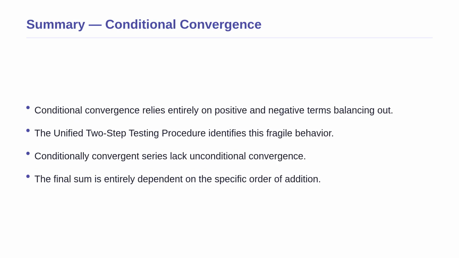Let us summarize our key takeaways. Conditional convergence occurs when a series sums to a finite number solely because its positive and negative terms balance each other out. If you force all terms to be positive, the sum explodes to infinity. We identify this behavior using the unified two-step testing procedure, combining Leibniz test with an absolute value test.